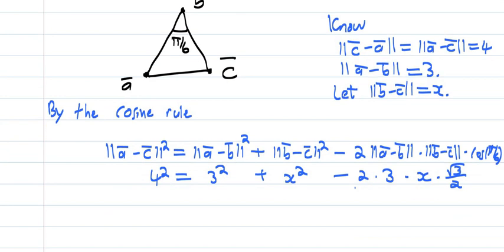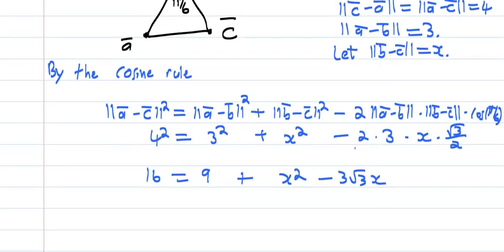All right, so now we simplify. We get 16 is equal to 9 plus x squared, and this we can simplify, becoming minus 3 root 3 x. And now we can rewrite this as x squared minus 3 root 3 x minus 7 equals 0. So what we have here is a quadratic equation. So yes, you can factorize, but I'm not going to bother to factorize because it looks difficult, because the coefficient of x is minus 3 root 3. So I'm going to use the formula.